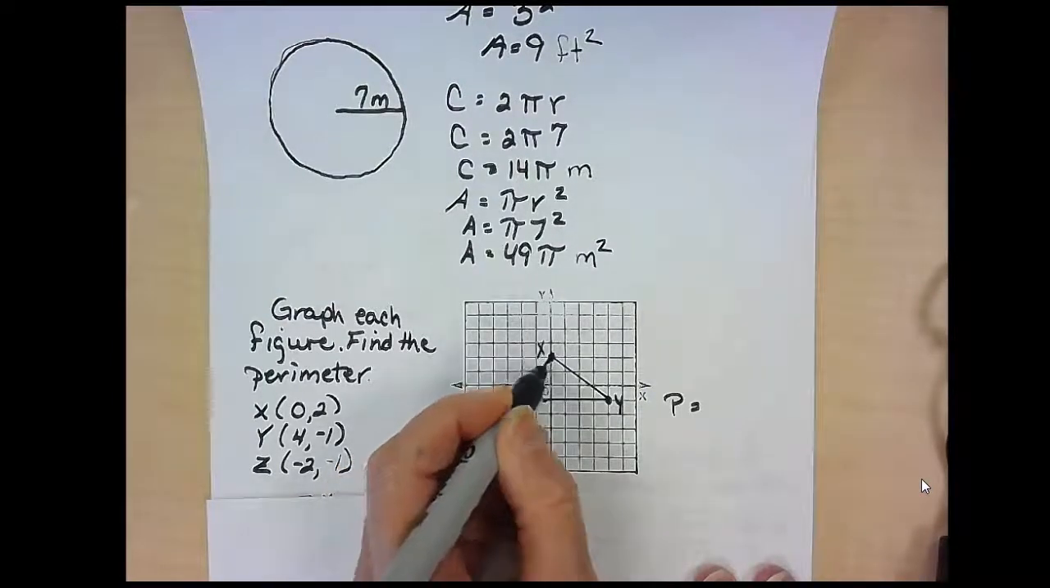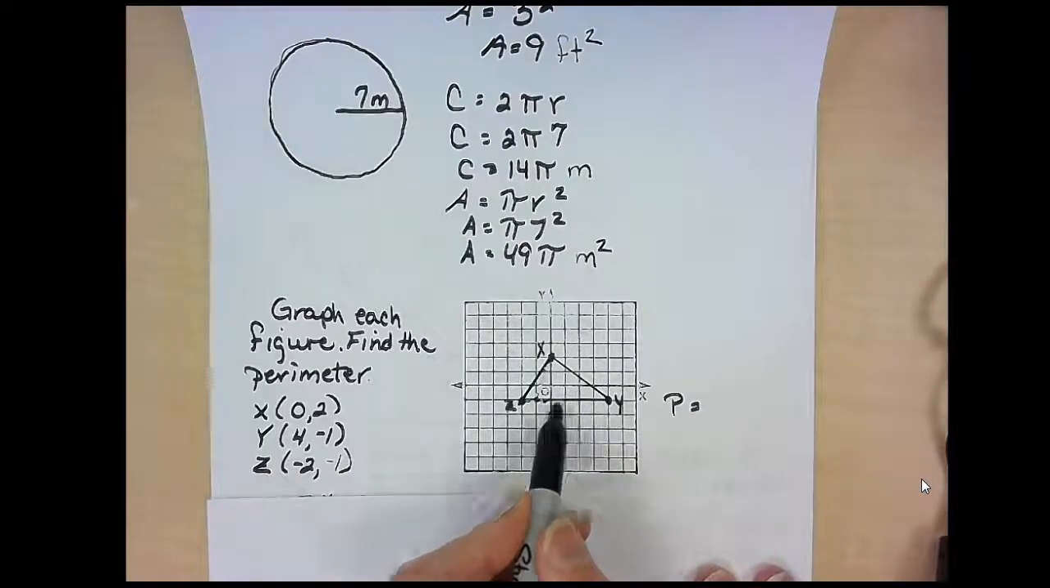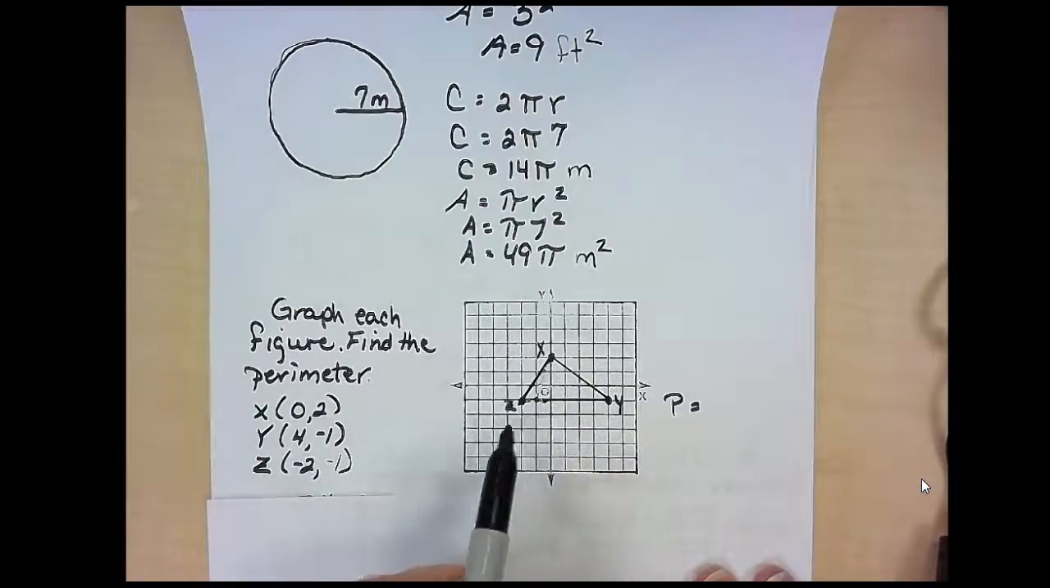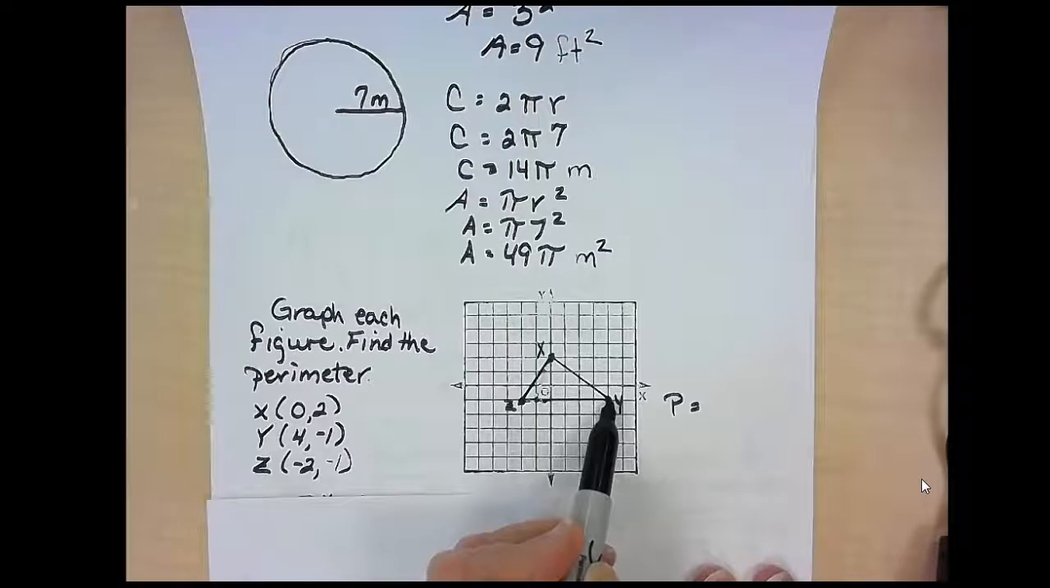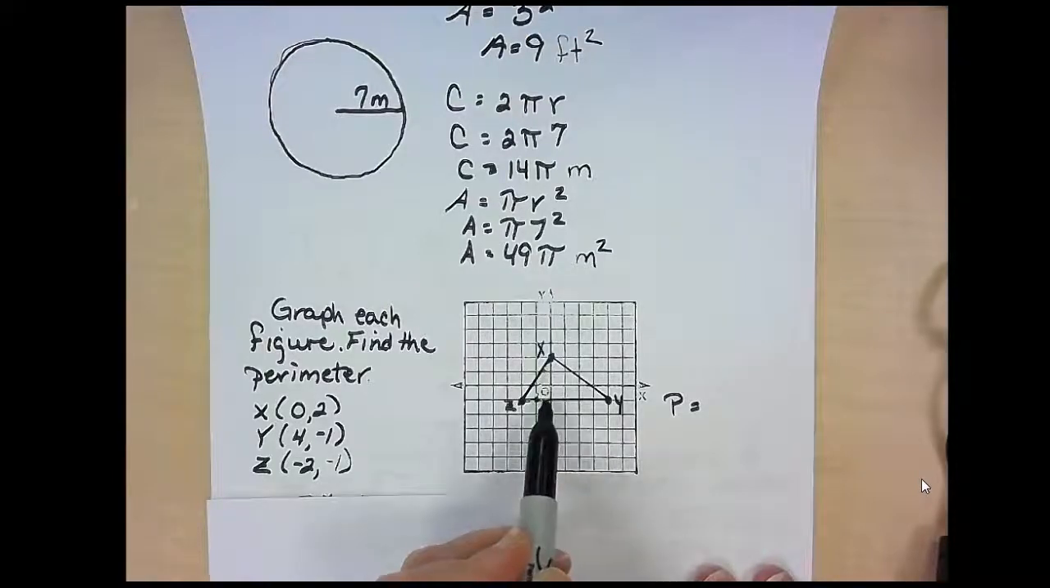And on this triangle, I have this flat side, which I could count, or you know the distance is this value, which was 4, minus the negative 2, so it has a length of 6.